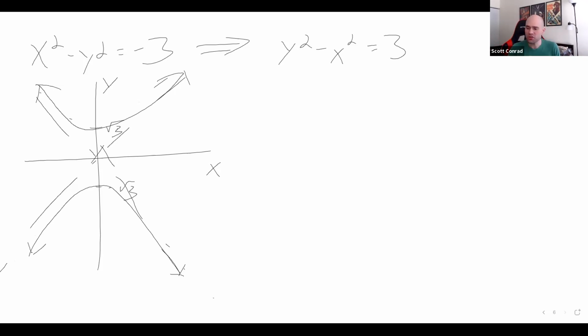Okay, so those are your 3 types of traces. Your ellipse, which could also be a single point or empty. Your parabolas, which you know all about, and your hyperbolas, which could just be the union of lines if it's equal to 0. Okay, so let's do an example. And let me show you how we take these traces.